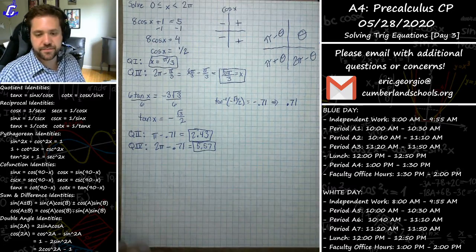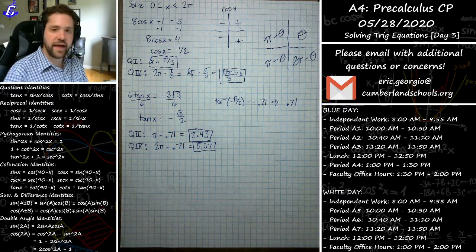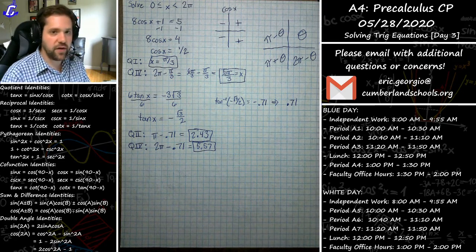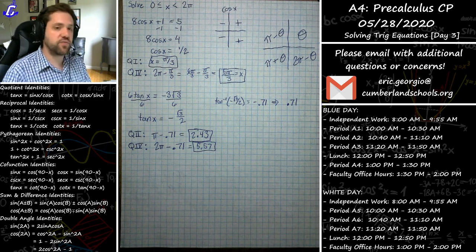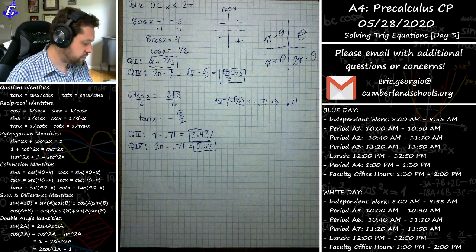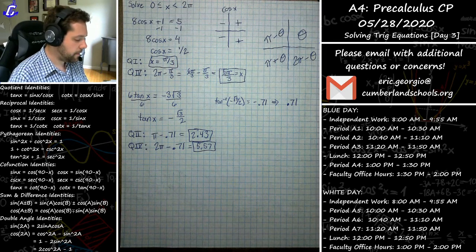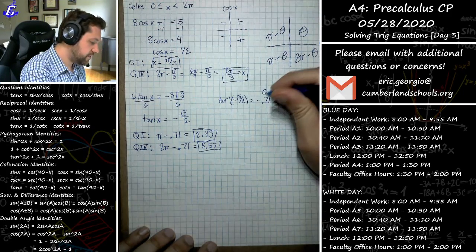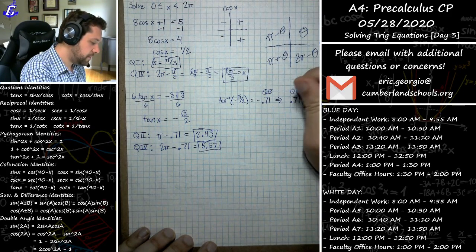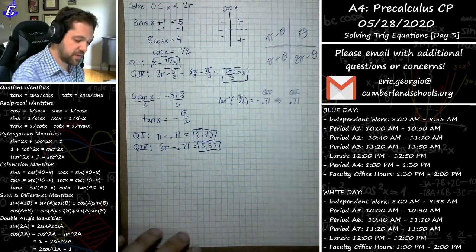Again, not exact fractions like pi over 2 and pi over 3 and 5 pi over 6, but those are still radian values that exist on the unit circle. Remember, this is our quadrant 4. This is our quadrant 1. All right, last problem. Let's do it. Let's make it a good one.